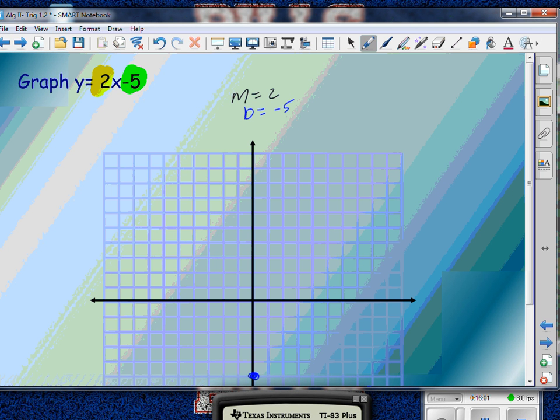For your slope, you go from that point. But slope is always rise over run. It needs to be a fraction. How can 2 be written as a fraction? 2 over 1. So I need to rise 2, run 1 from this point. I'm going to go from this point, rise up 2 spots, run over 1. That is where I put my second point.